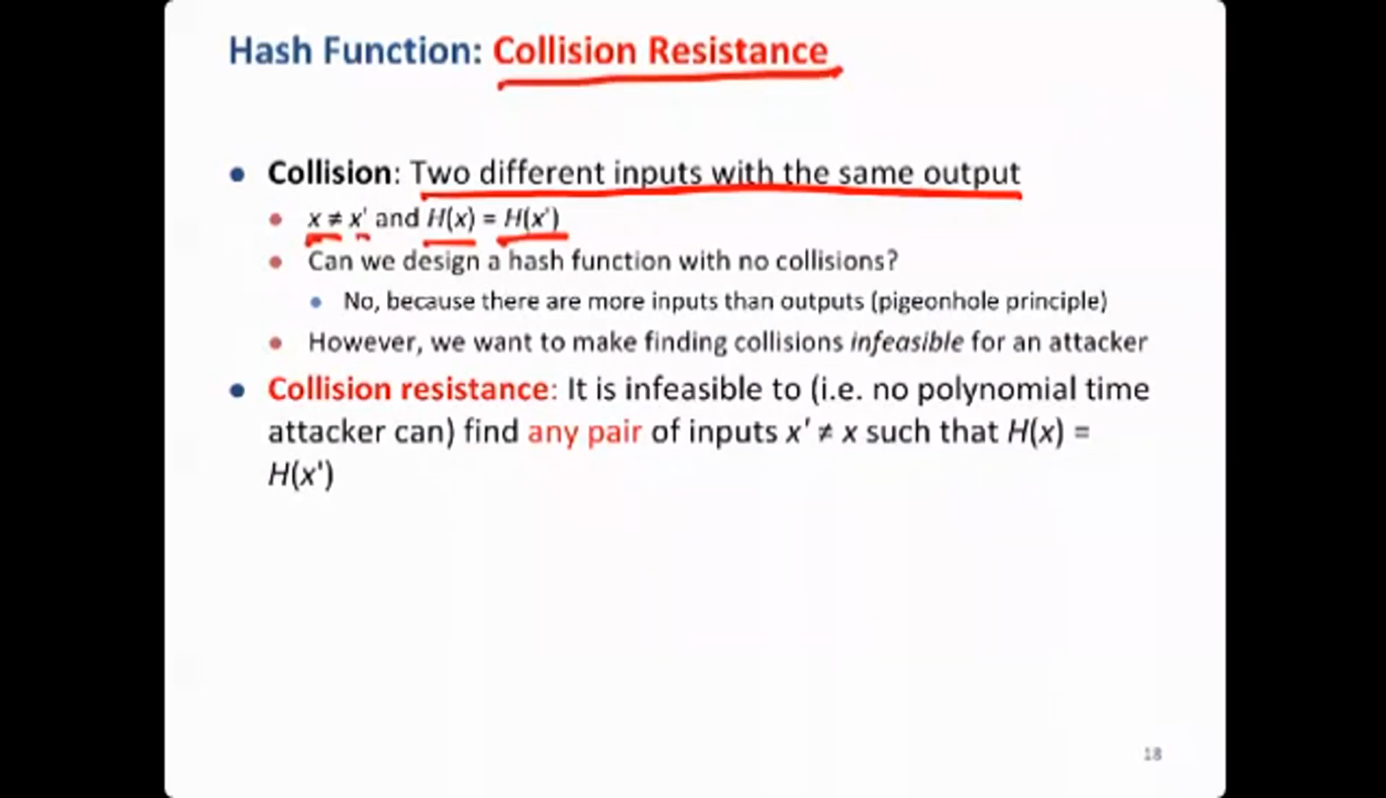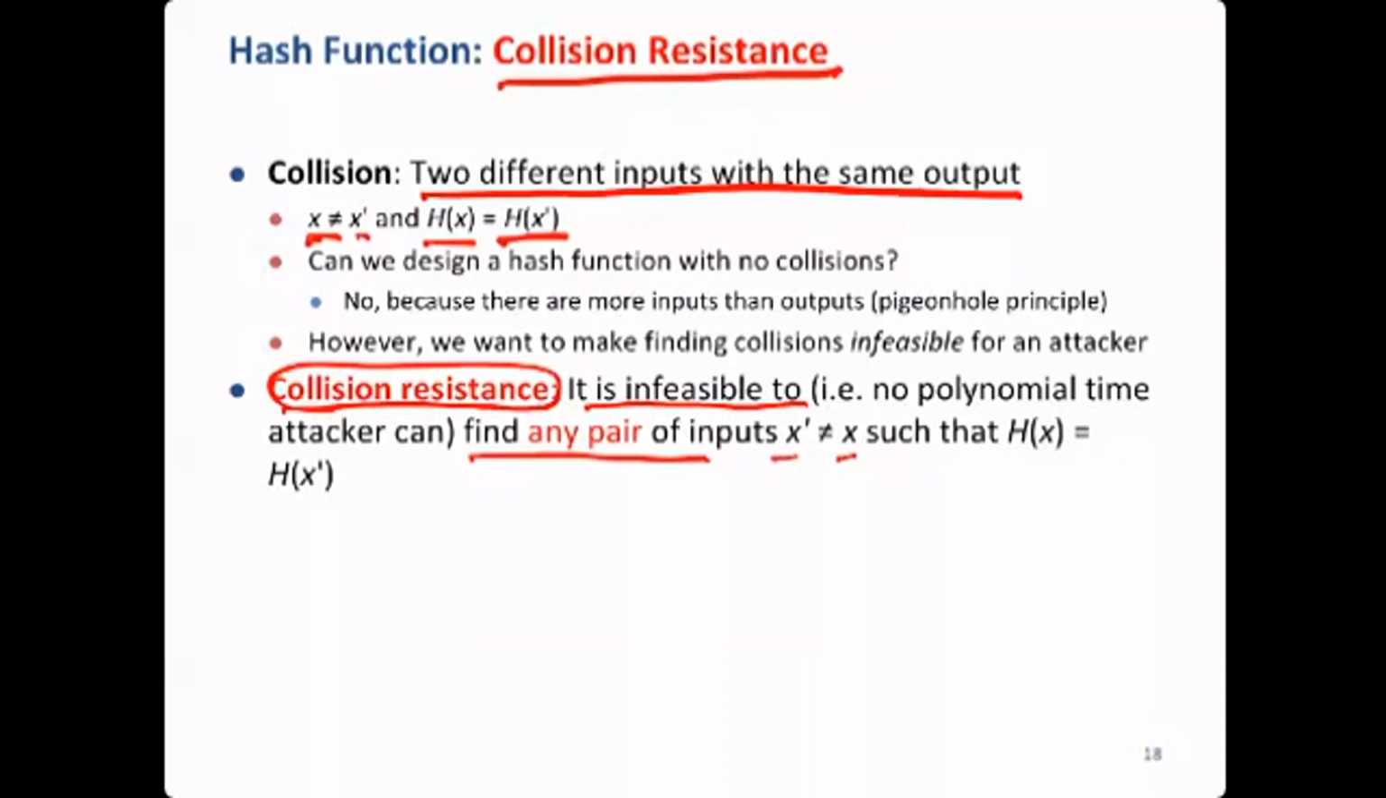So we can give the definition of collision resistance as follows. It is infeasible to find any pair of x and x dash such that x dash is not x, such that h of x is equal to h of x dash. It means that x dash and x could be any two strings or inputs in the whole domain, and both map to the same output y using the h function.